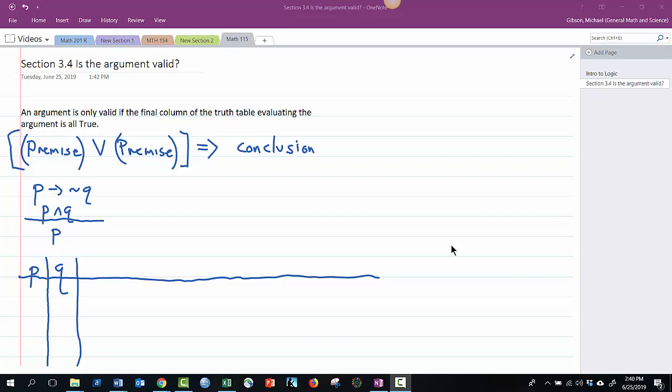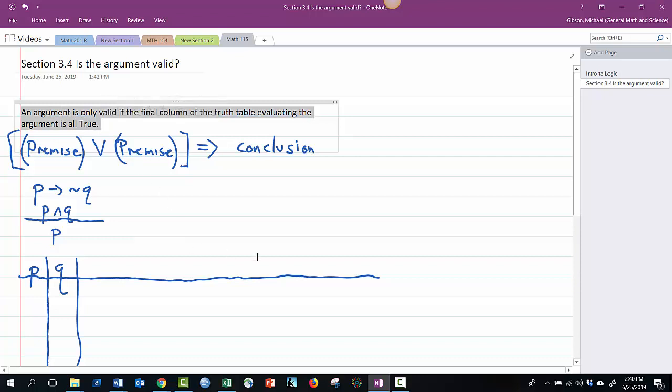Hello, it's Professor Gibson, and we are going to cover a way of testing to see if an argument is valid. All right. So the key thing is we're going to put these arguments into a truth table in a certain format. Okay. And here's the thing: an argument is only valid if the final column of the truth table evaluating the argument is all true.